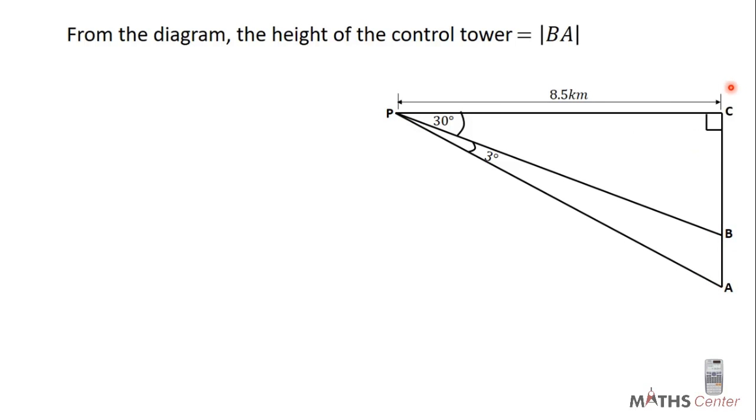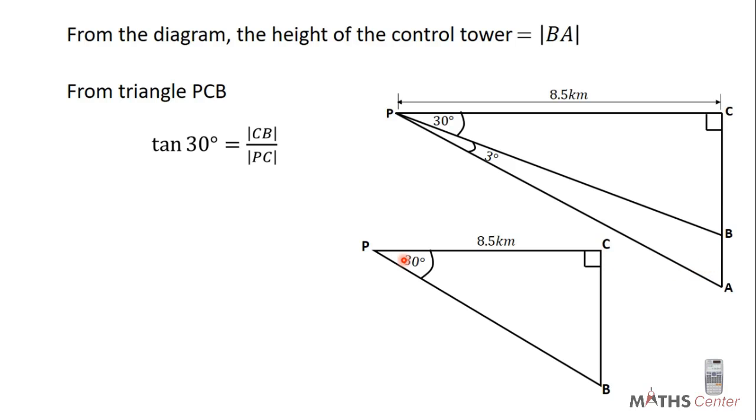But we know that PCB and PCA are both right angle triangles, so we can find CA and CB. Then we subtract CB from CA to get BA. Okay, so let's begin with the triangle PCB so that we'll be able to find CB. So I'll draw a small right angle triangle here.